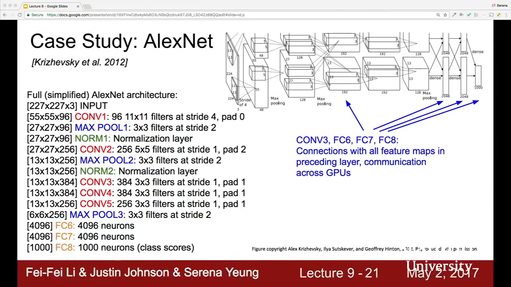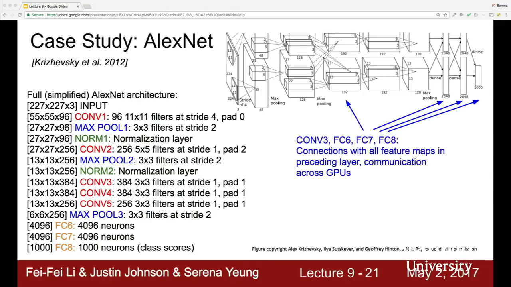Oh, okay. The question is, why does it say full simplified AlexNet architecture here? It just says that because I didn't put all the details on here. For example, this is the full set of layers in the architecture and the strides and so on, but the normalization layers and other details are not written on here.